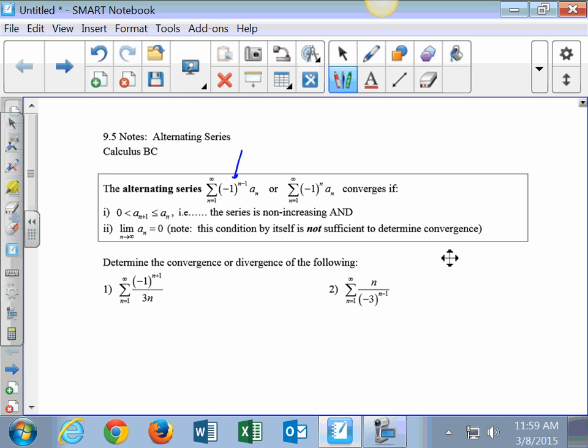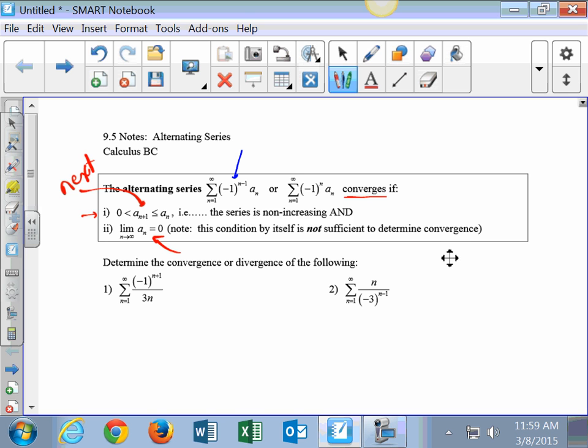Now, an alternating series is going to converge if the following is true. Letter i: the next term, a sub n plus 1, is less than the previous term, so basically the series is non-increasing. And the limit of the nth term has to be equal to 0. Notice this condition by itself is not sufficient to determine convergence. You have to have both of those to be true.